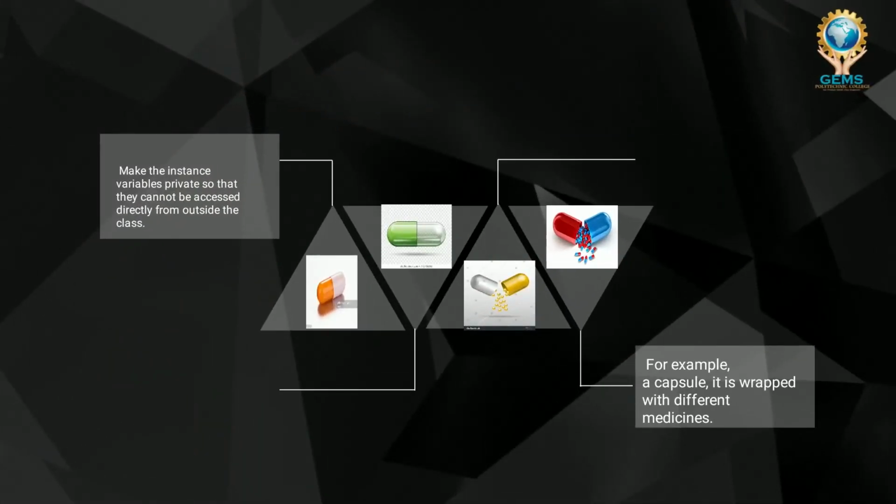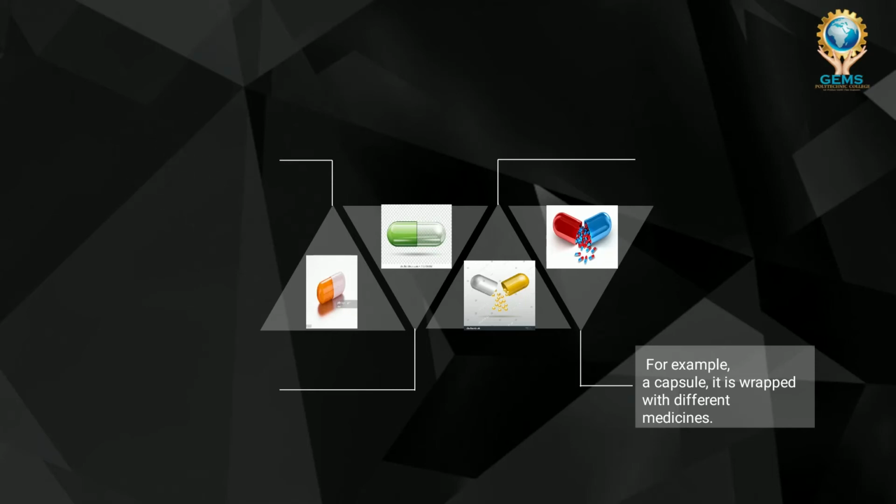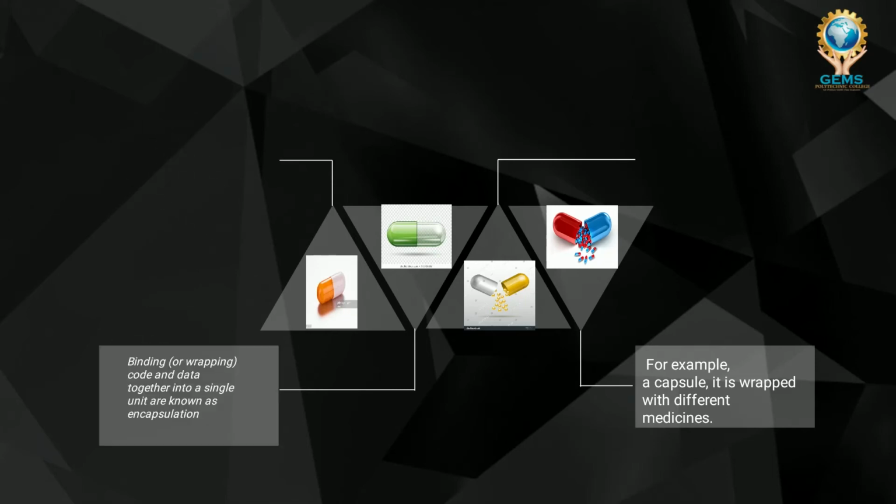Then we will see encapsulation. Encapsulation makes the instance variables private so that they cannot be accessed directly from outside the class. So encapsulation especially talks about security, protection. Data needs protection or security. Encapsulation will do one thing here, that is binding the code and data. So encapsulation provides the security for your data. How will it provide? It will bind your data and it will bind your code. Through this, it will provide the security for you.